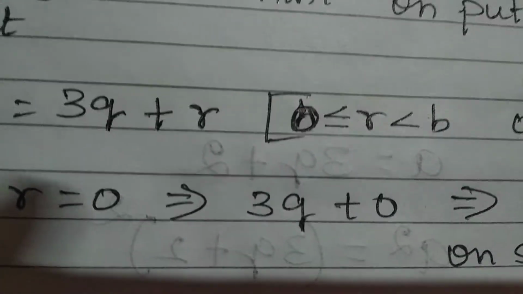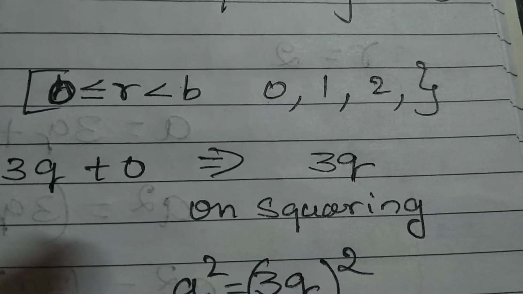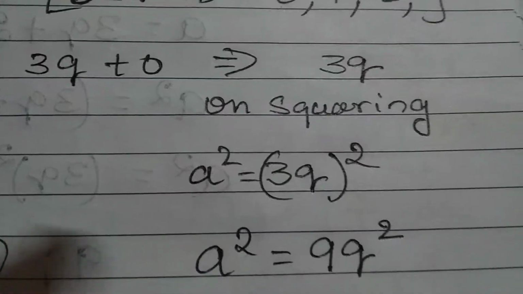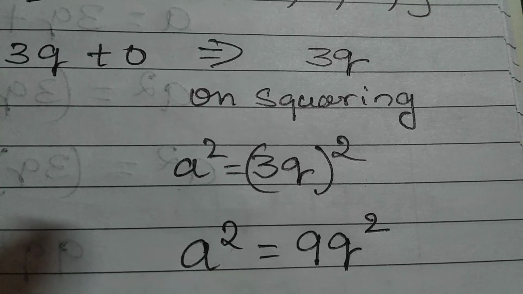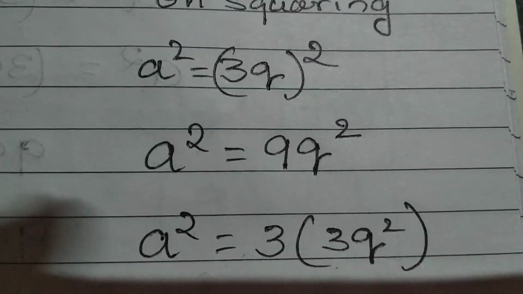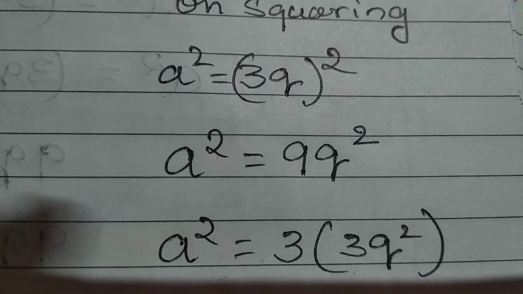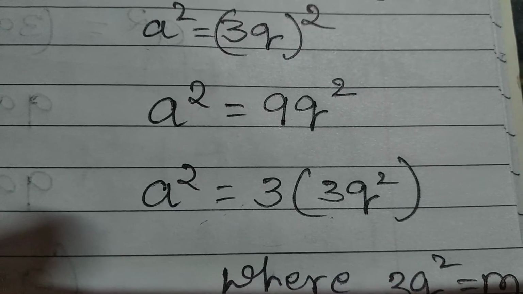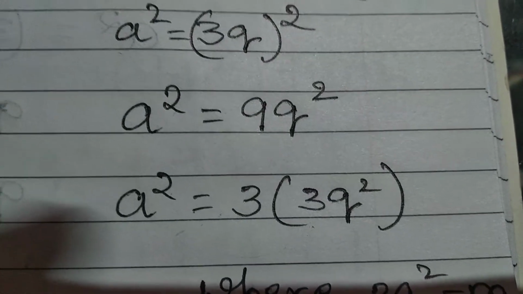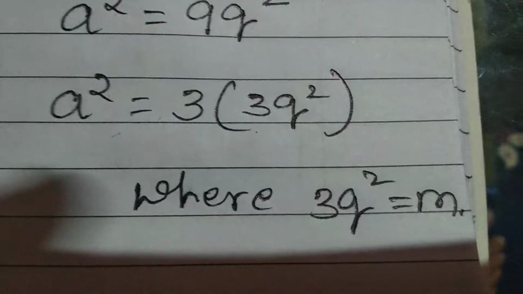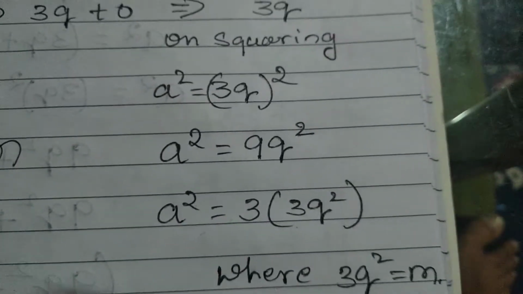First apply r equal to 0. Then a is equal to 3q plus 0, which implies 3q. They have told us to square, so on squaring both sides, a square is equal to 3q whole square, which becomes 9q square. It should be in the form of 3m, right? That's why take 3 as common factor. So this becomes 3 into 3q square, where 3q square is equal to m. Now it is in the form of 3m.